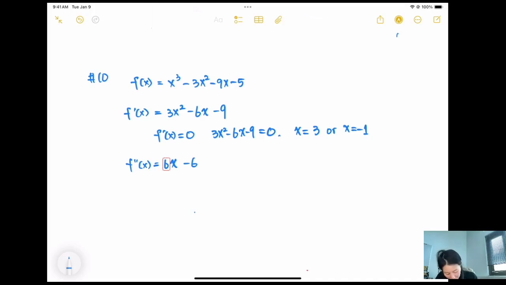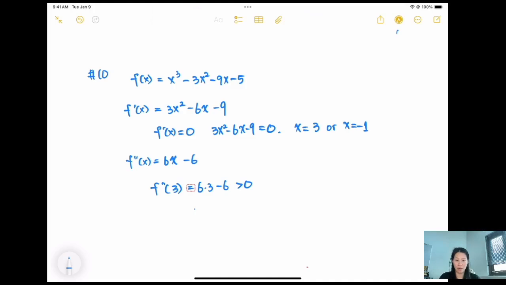All right, now plugging in the point, f double prime of 3 equals 6 times 3 minus 6, which is greater than 0. We don't really need to know the exact answer. We just need to know whether this is greater than 0 or less than 0, because all we care about is whether it is concave up or concave down. If it's greater than 0, that means it's concave up. If it's concave up, that means we're looking for a minimum here.